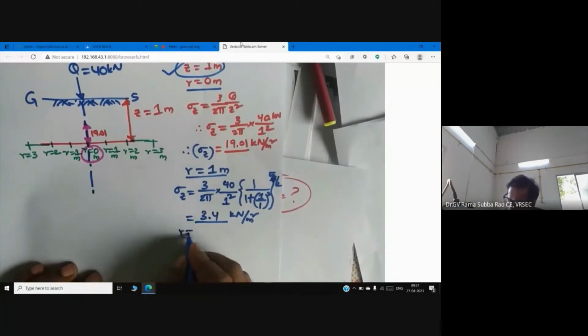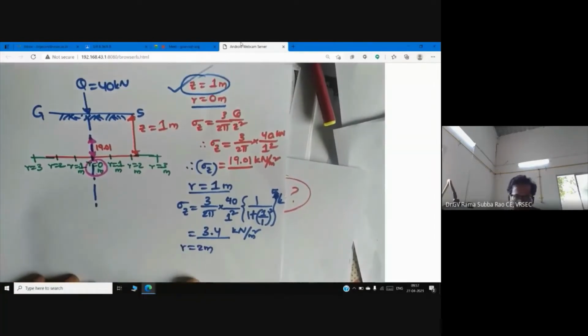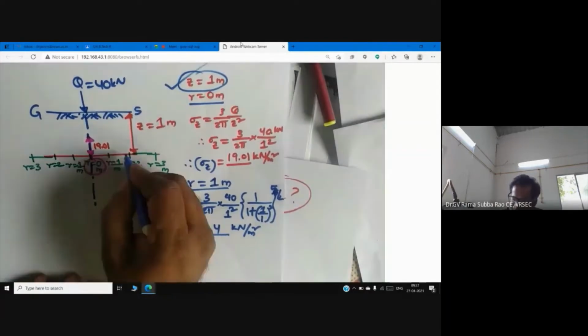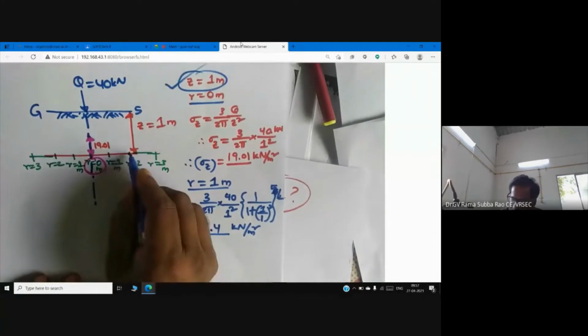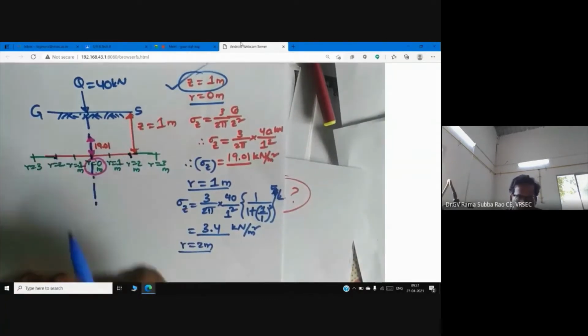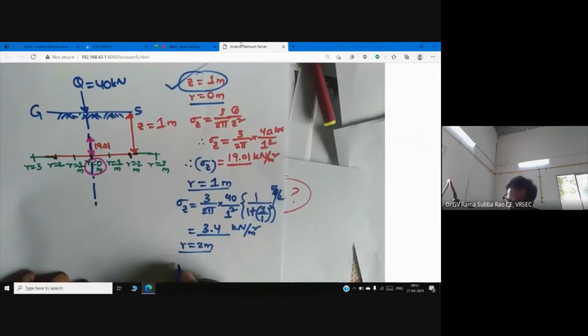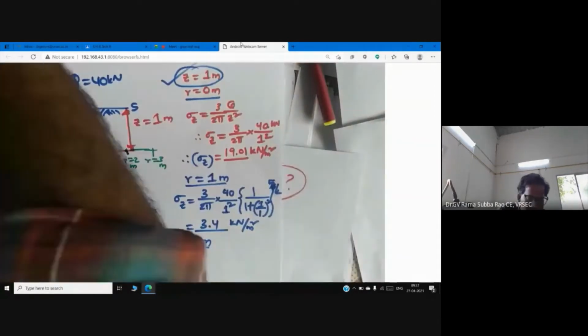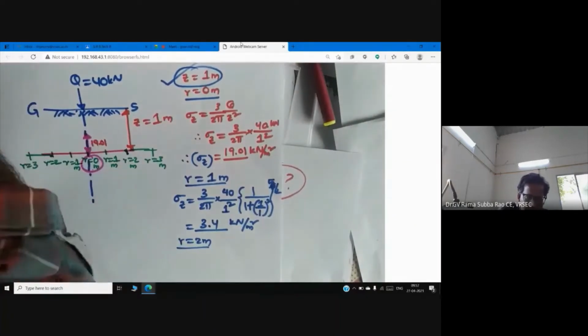If R is 2, I am now at R is equal to 2 meter. That means here only, and also on this side. So if R is 2, what could be the sigma Z? I will pick up another sketch pen.